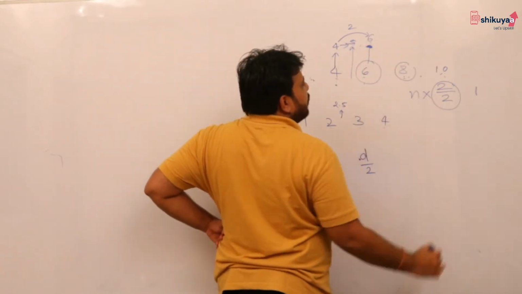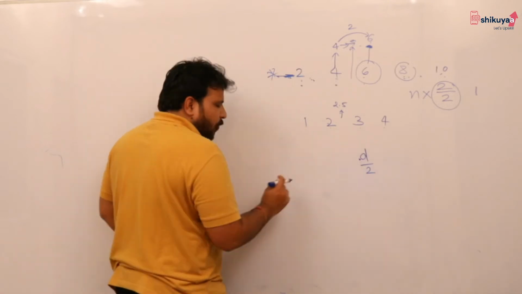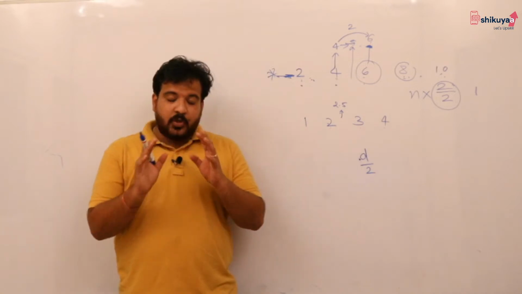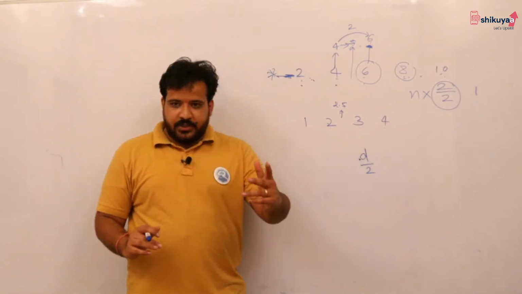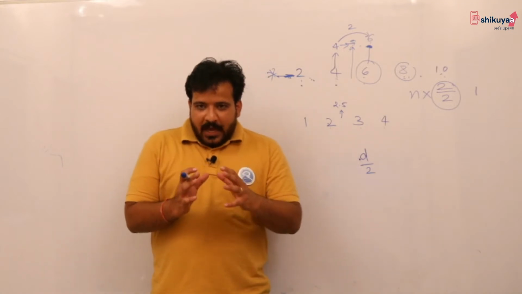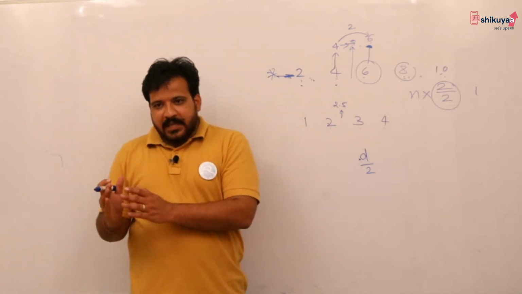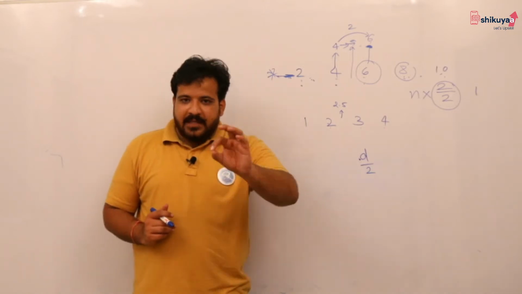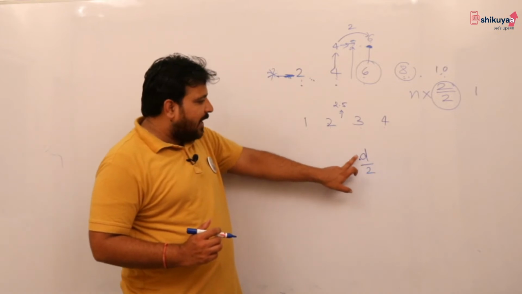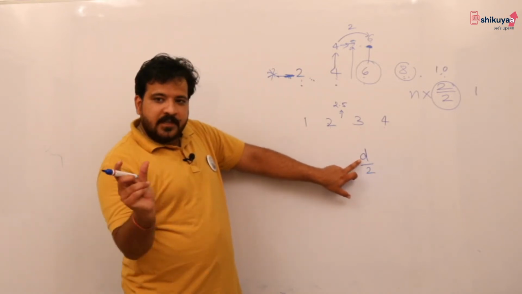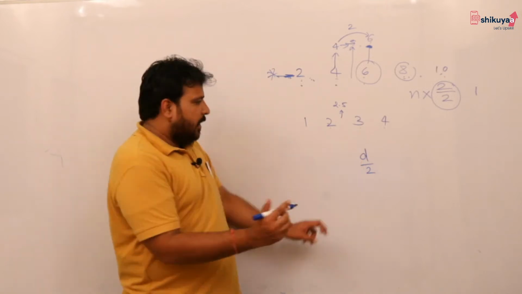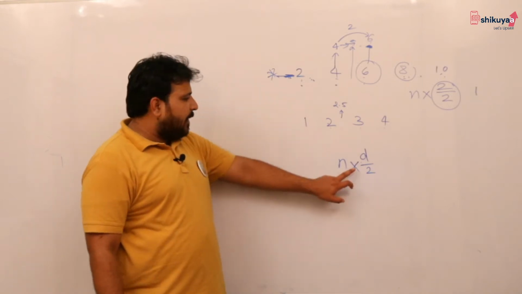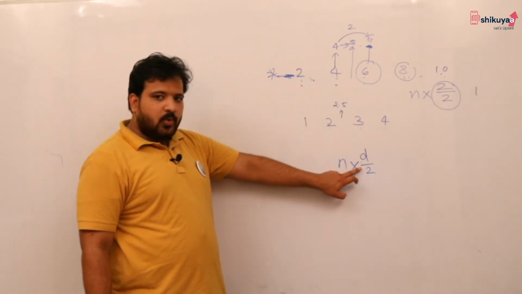So n number of numbers. Let me repeat once again. For all series in arithmetic progression, if you add the next number in the series, the average increases by d by 2, where d is nothing but the difference between two consecutive terms. And if you add n numbers like this, you have to multiply this d by 2 by n.